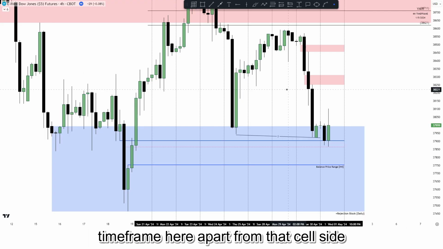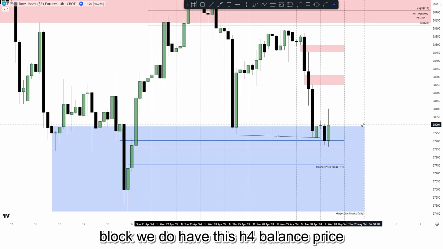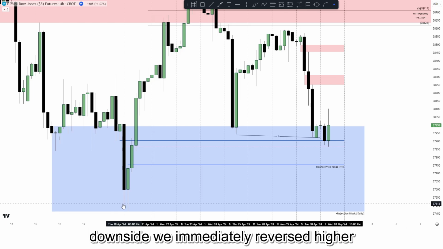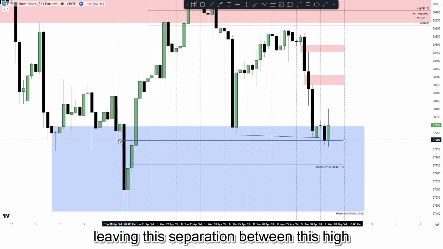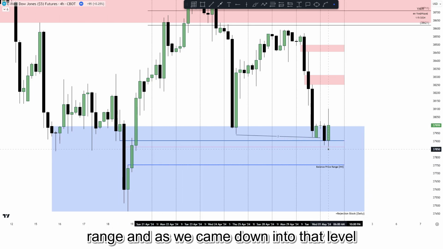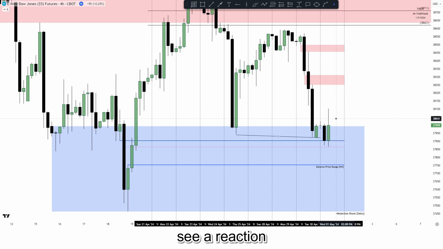Coming down to the H4 time frame here, apart from that sell side liquidity as well as the daily rejection block, we do have this H4 bounce price range. After this massive shift to the downside, we immediately reversed higher, leaving this separation between this high and this low, creating this bounce price range. And as we came down into that level, near that 25% level, the market did see a reaction leaving it.